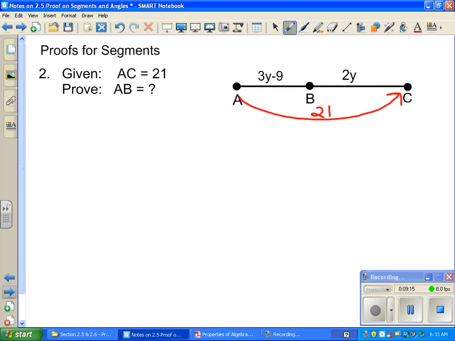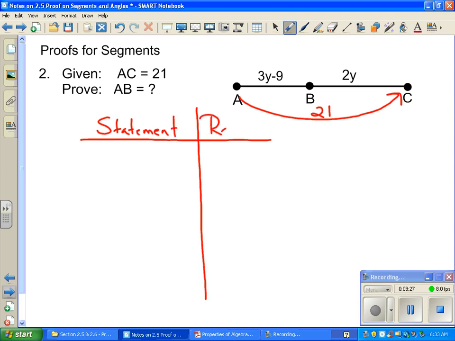So to get this problem started, again, you make 2 columns. I typically find that I make the statement side a little bit bigger than the other side, so I have room to show math. And my reason side, it's just writing out the name of the property, so it doesn't need to be quite as large. Let's start with that given. AC equals 21.